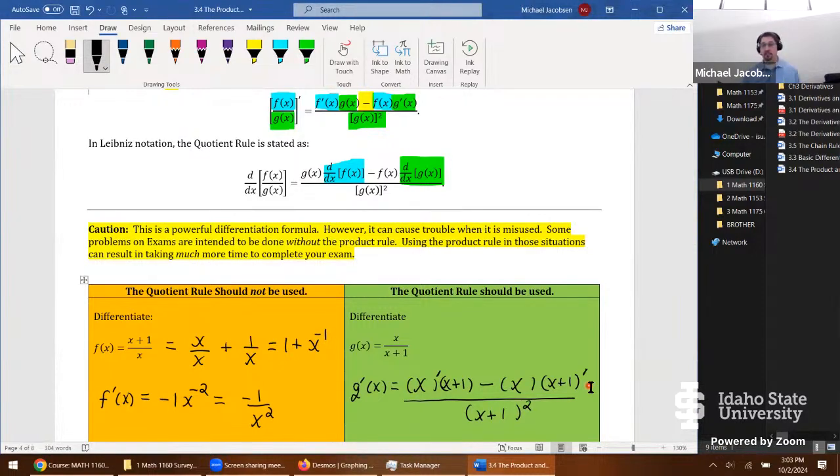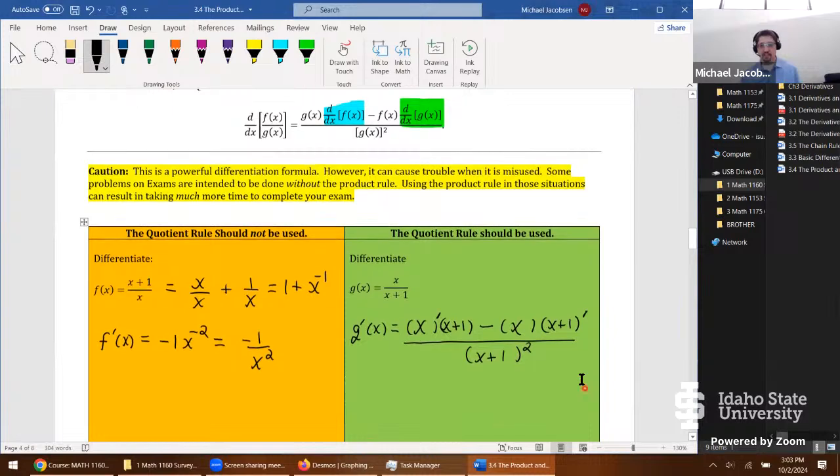Any questions about the setup so far? Okay, well, let's go and work through this one.